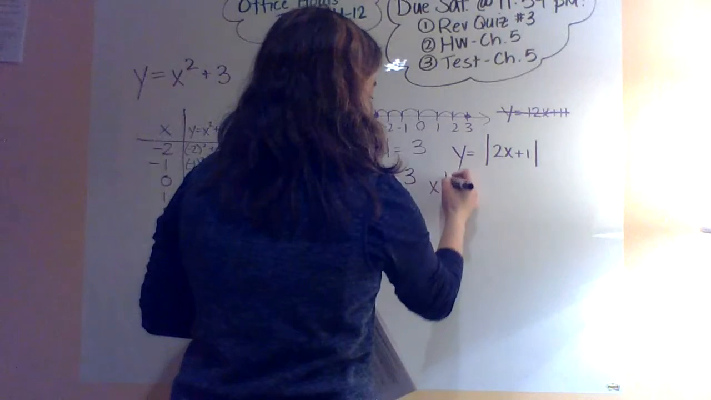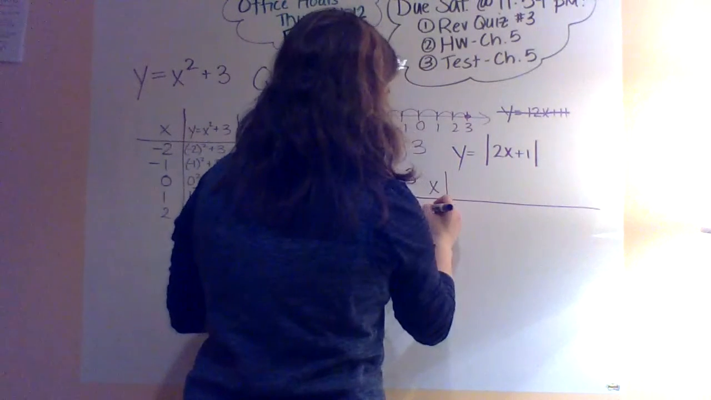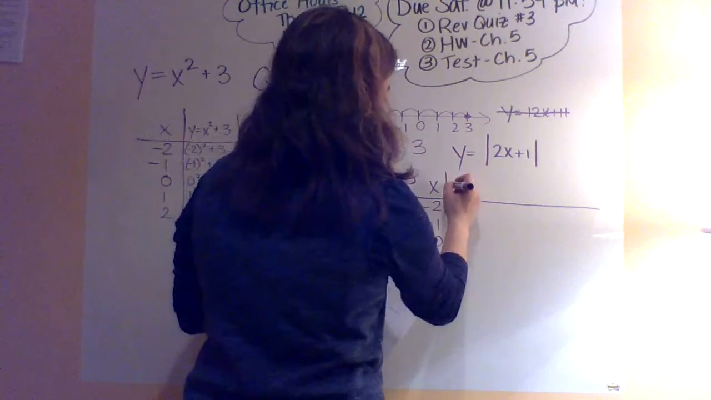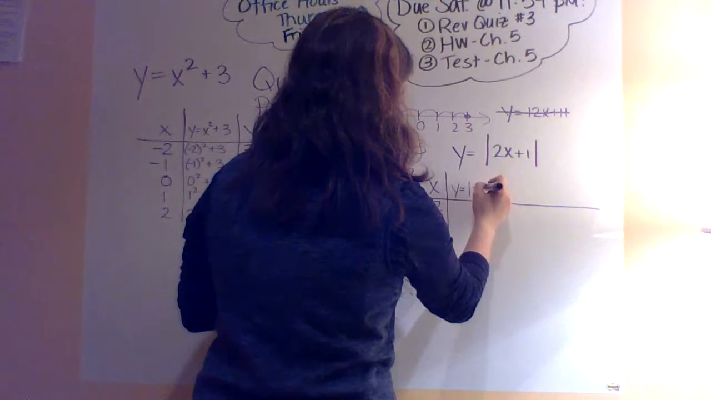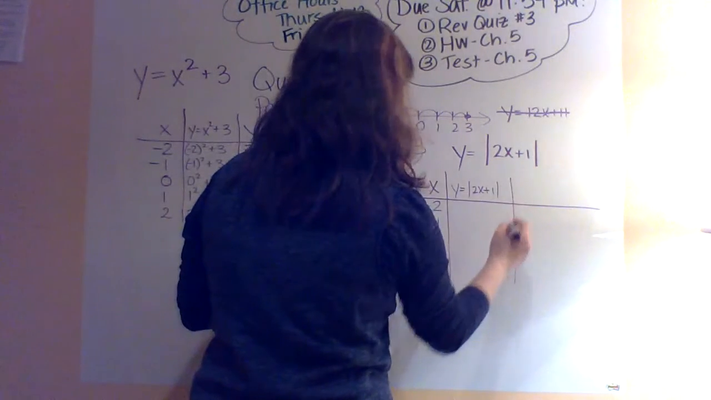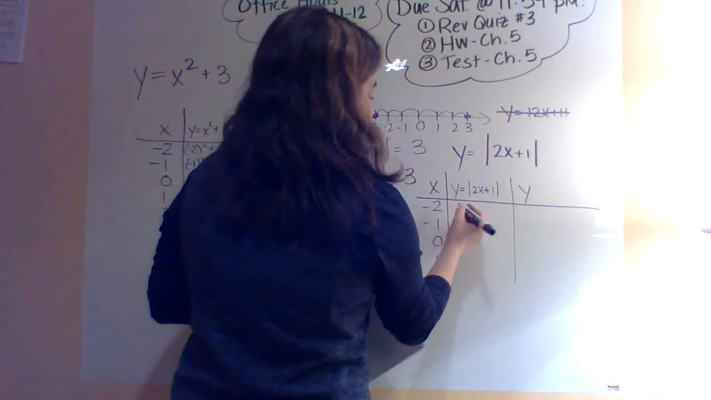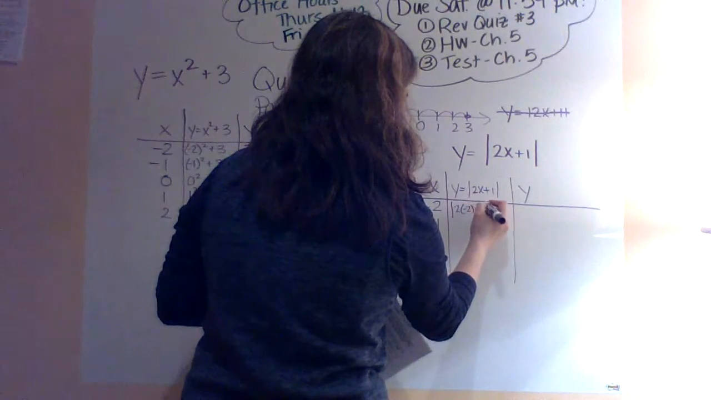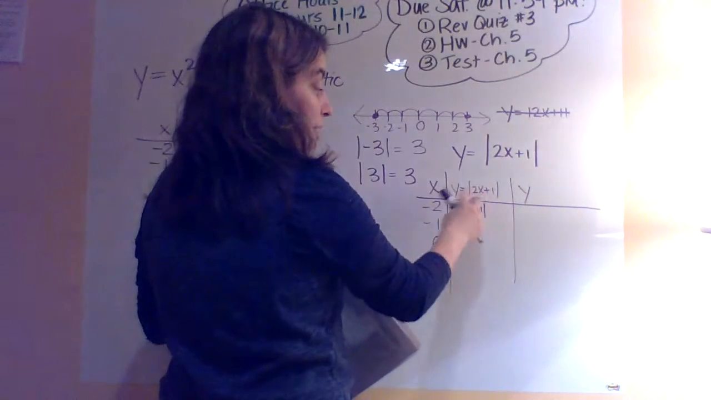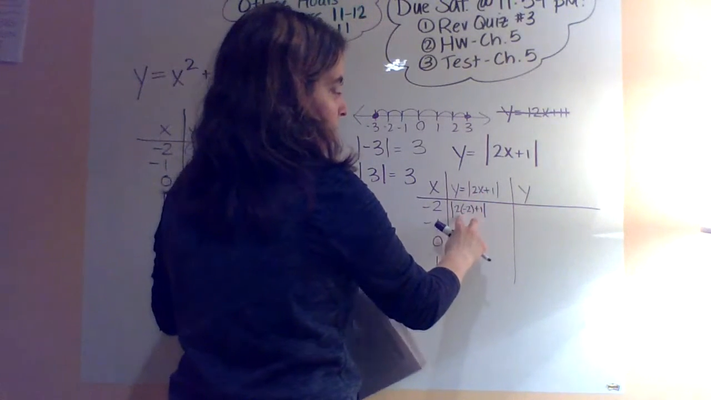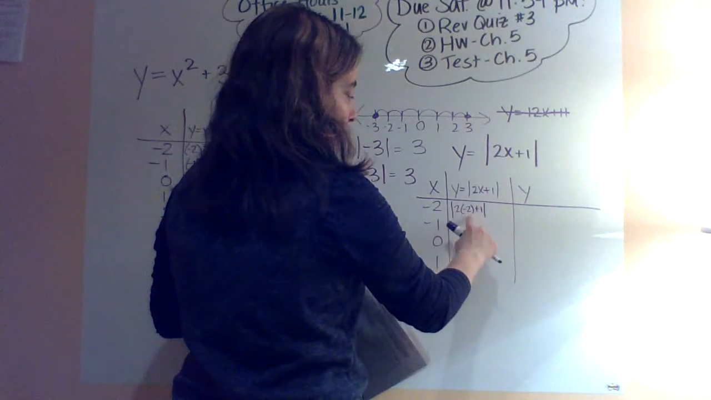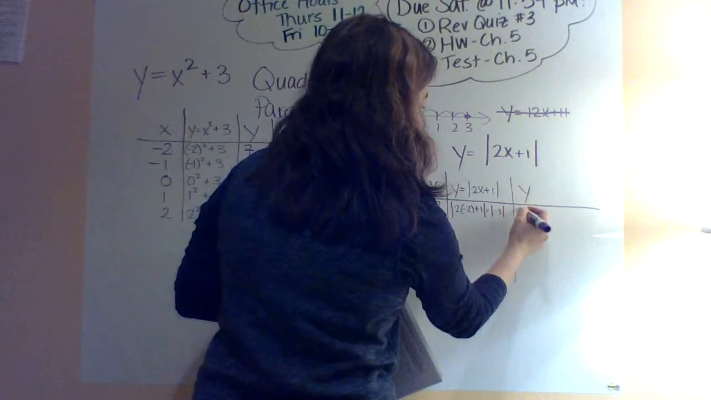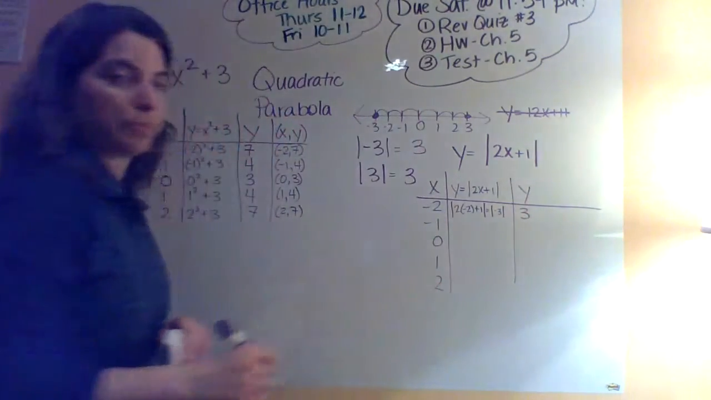So again, x being -2, -1, 0, 1, and 2, and y equals absolute value of 2x plus 1. Let's do this one together. So you're going to have 2 times -2 plus 1 in the absolute value. We do what's inside first using order of operations. So -4 plus 1 is -3. The absolute value of -3 is just plain 3.